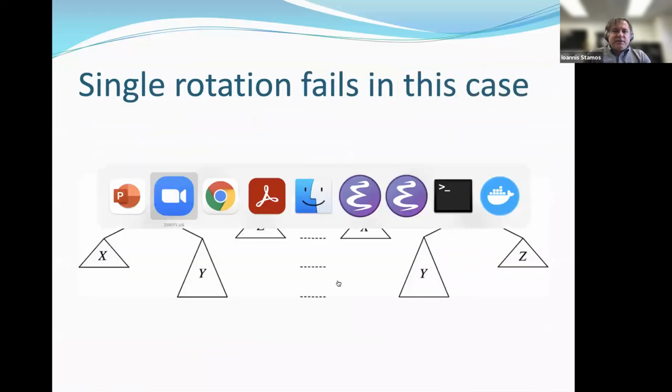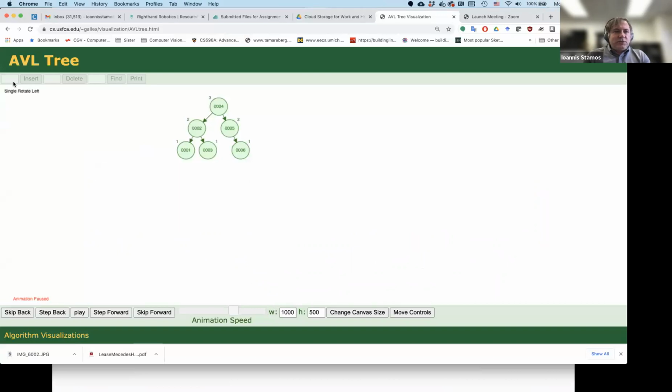Oh, we have to insert 7. Let's insert 7 so we can finish the example. All right. So we insert 7. What do you think will happen if we insert 7?